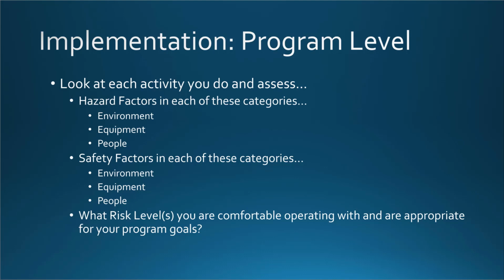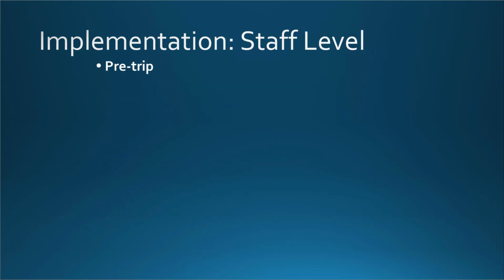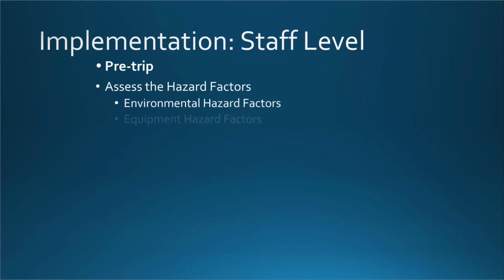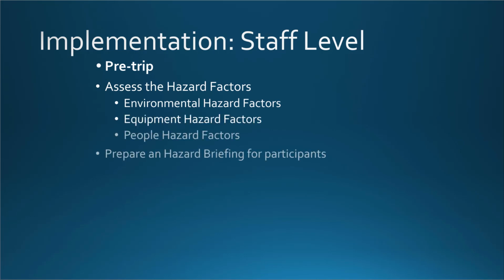For the staff level, what are the things that people need to do before an event, before a trip? Assessing the hazard factors, looking at the environment, the equipment, and the people, and prepare a hazard briefing. What do the participants need to know to keep themselves safe? And then you also want to be assessing what safety factors you have to deal with those potential hazards.